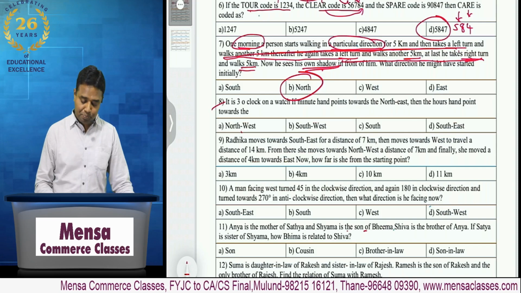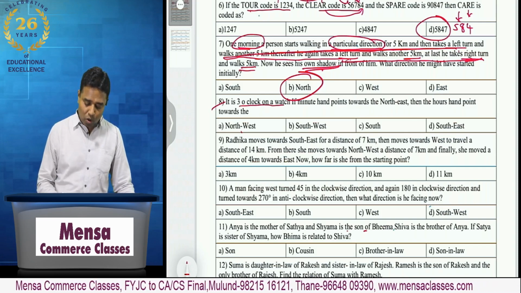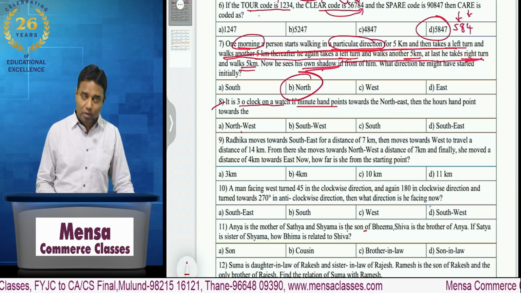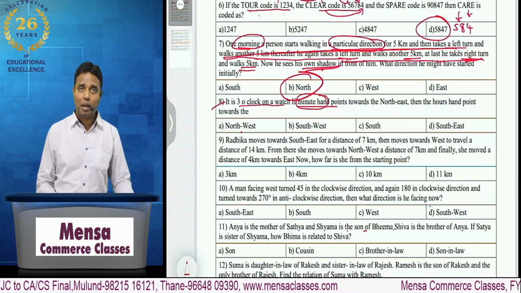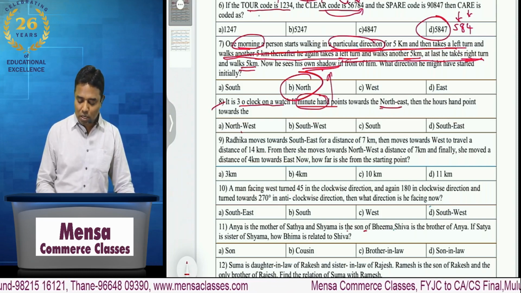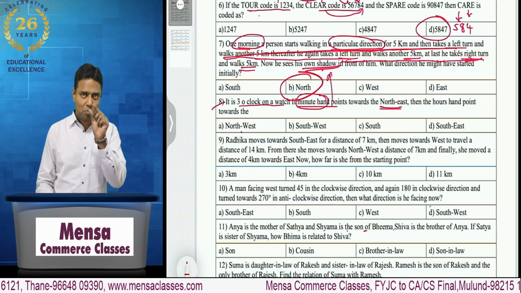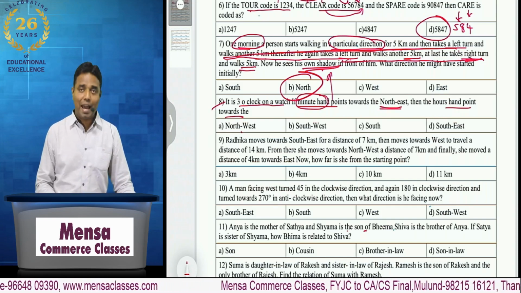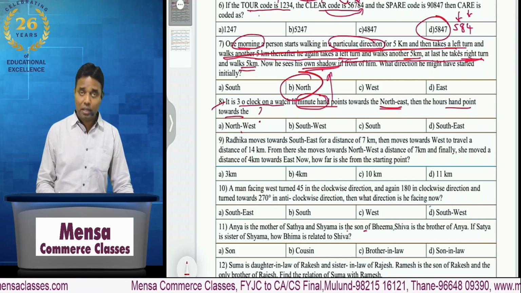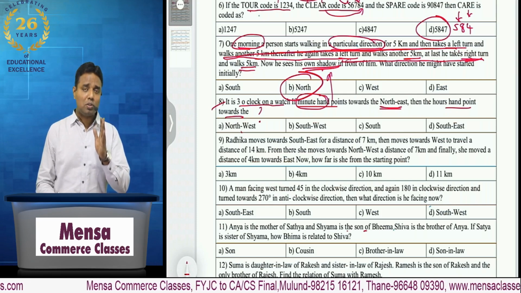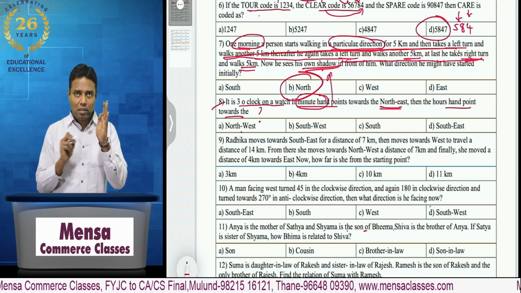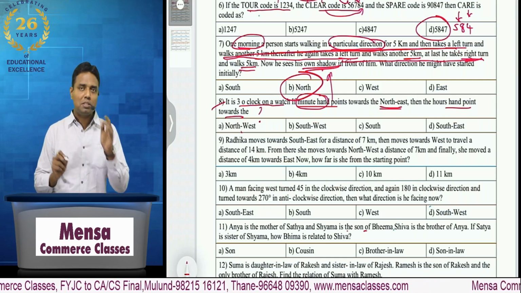Question number 8. It is 3 o'clock on a watch. If minute hand is a smaller hand, correct? No, minute hand is a bigger one. Hour hand is a smaller one. So minute hand, the bigger one, points towards the northeast. Then the hour hand, which is a smaller hand, points towards dash. That is the question mark. What is the time? 3 o'clock. And where is the minute hand pointing? Northeast. But 3 o'clock, northeast means obviously the minute hand must be at 12 and the hour hand, the smaller hand, would be towards 3, right?